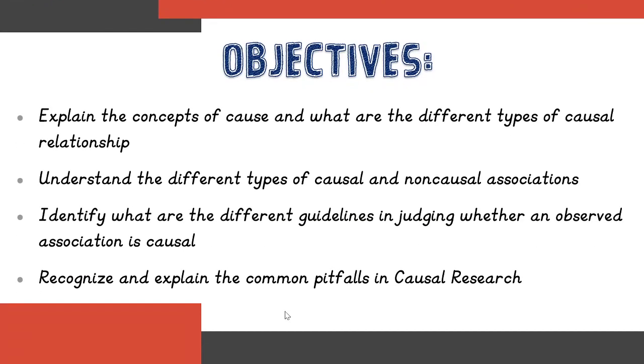Now, as to the objectives: to explain the concepts of cause and the different types of causal relationship, understand the different types of causal and non-causal associations, identify the different guidelines in judging whether an observed association is causal, and recognize and explain the common pitfalls in causal research. For each type that will be discussed, or even in the guidelines or the common pitfalls, we'll try to relate it to real life situations and to some examples of diseases.